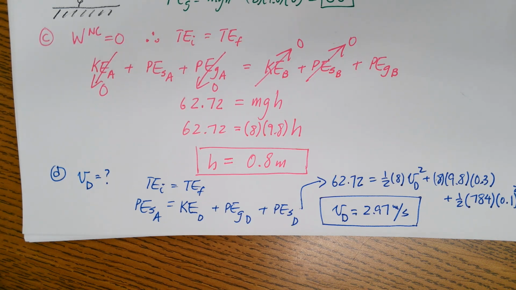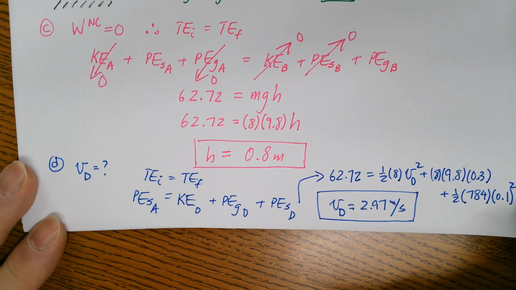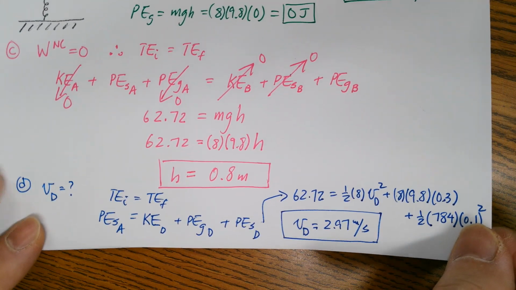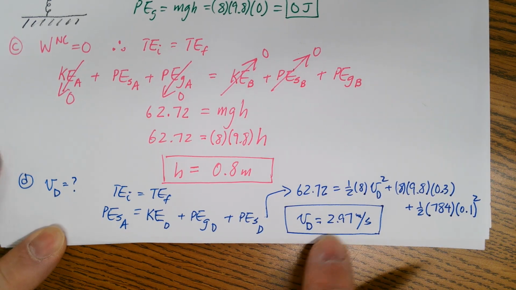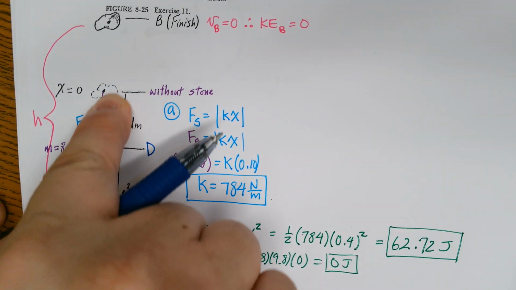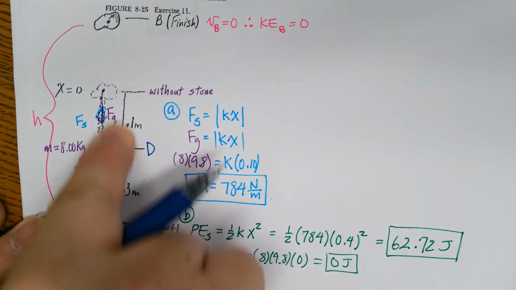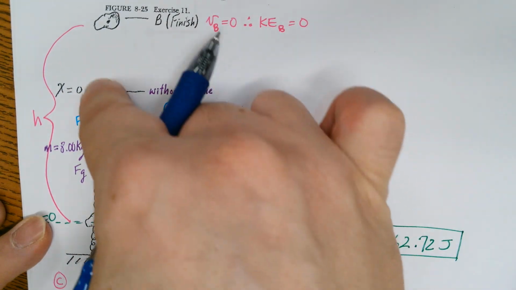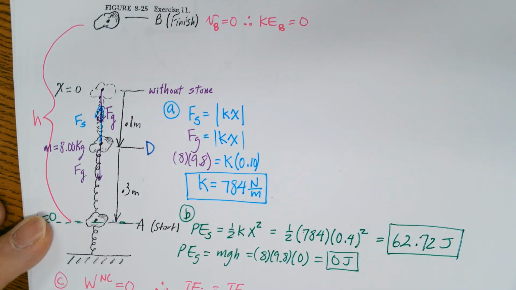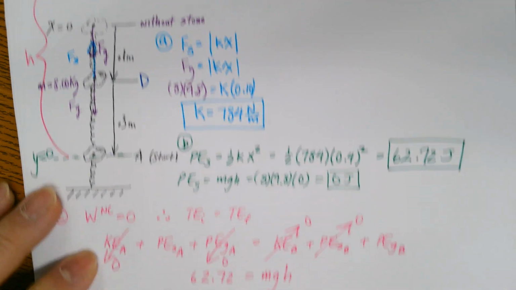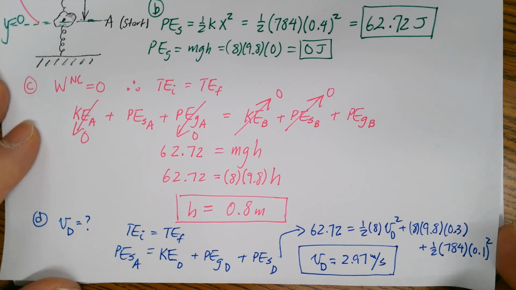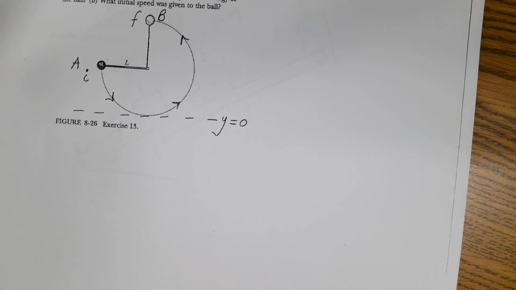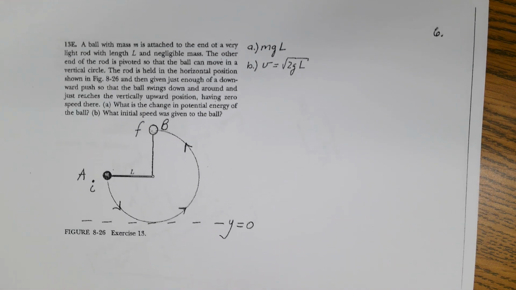Is that okay? Did you guys get that? Good. So you should be able to calculate speed at any point along this path. Doesn't matter. As long as you know where the height is, the position is, you should be able to calculate the speed of it at any time. All right? Moving on.